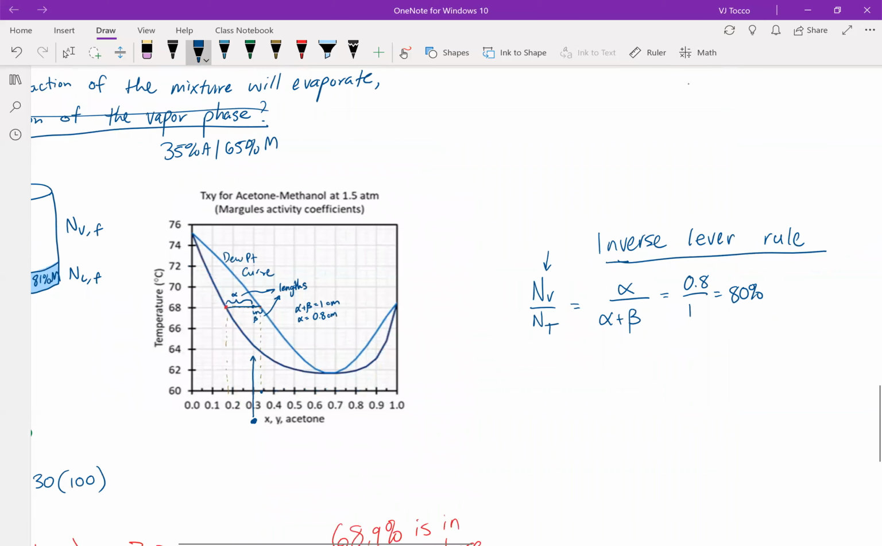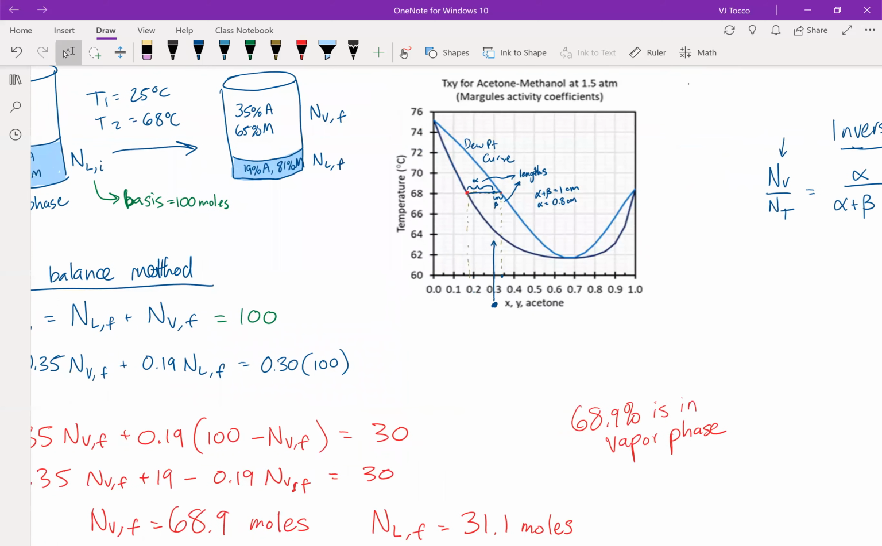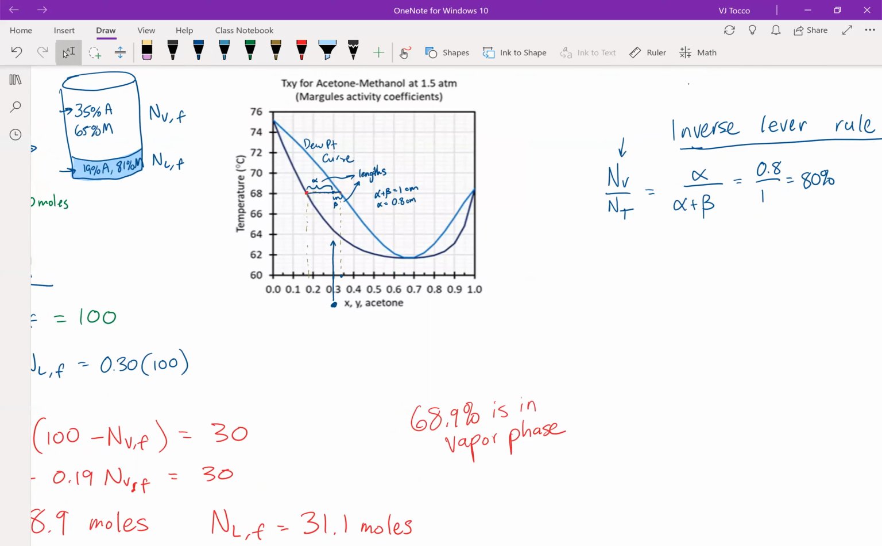Now, why did I get slightly different answers doing it the material balance way versus the inverse lever rule way? Again, it goes back to how I read the diagram and saw that I had 35% acetone and 19% acetone. Notice the inverse lever rule is only good for determining fractions in phases, not compositions.